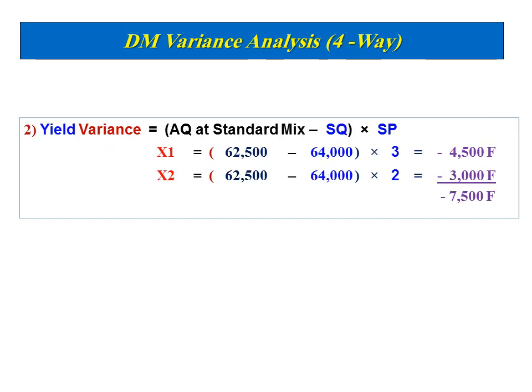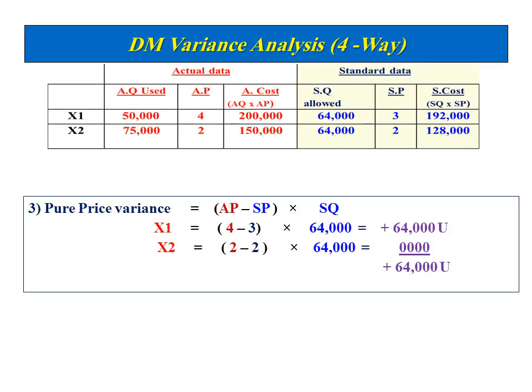Okay. Yield variance. Yield variance is actual quantity at standard mix minus standard quantity. Again, the second part is when I calculate actual quantity at standard mix. Okay, 2 minus 3, I mean, times the standard price, the same standard. Next, it's pure price variance. Pure price variance.